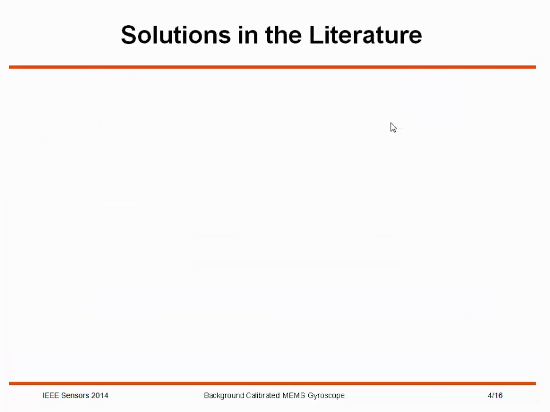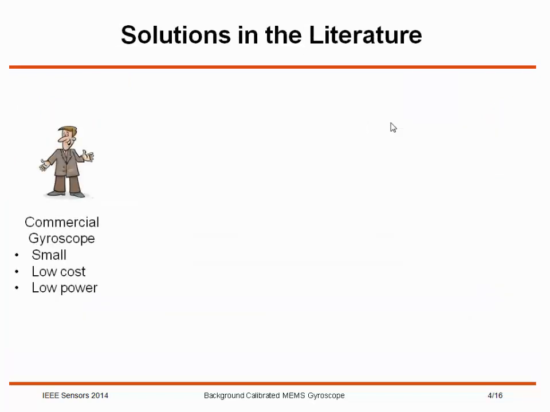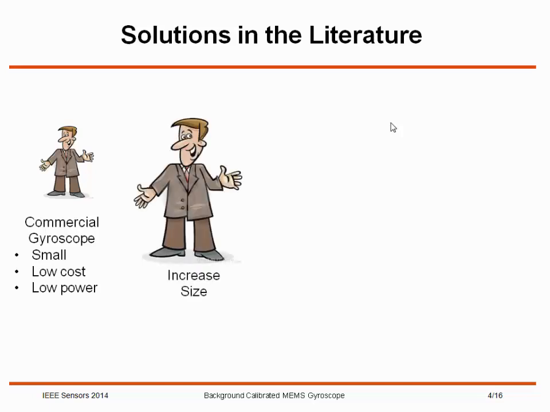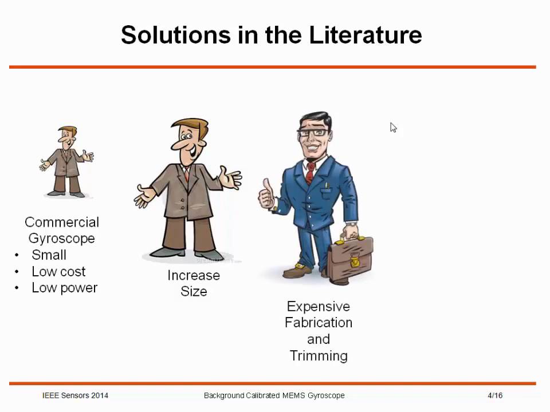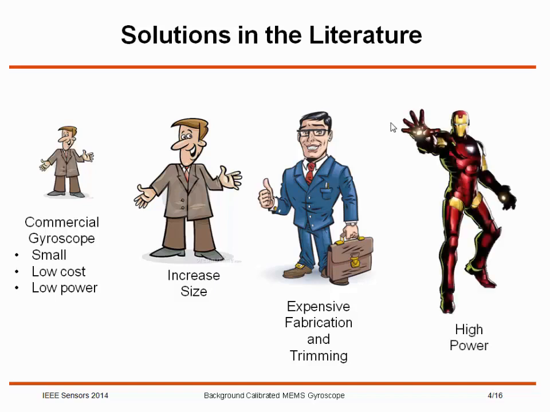So when you look at the market and the literature, you can find commercial gyroscopes. They are really small, they are really low cost, relatively low power, but the problem is that the performance is not great. And if you want to improve the performance of these small gyroscopes, basically what you need to do is first you need to increase the size, or you need to increase the cost of these devices by using expensive fabrication or some advanced trimming techniques, or you need to increase the power in the electronics. But what we would like to achieve is to improve the performance, but without doing these things.